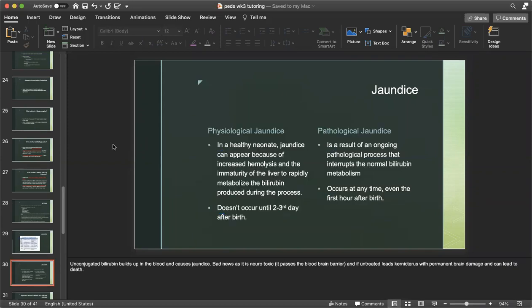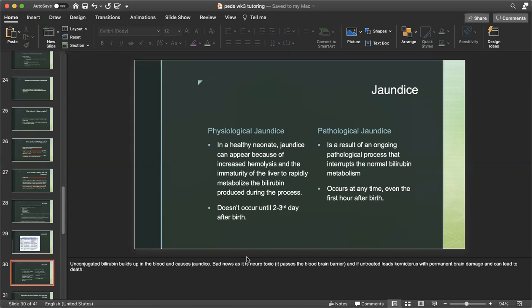On this slide, I went a little more in depth on the differences between pathological and physiological. In physiological jaundice in a healthy neonate, jaundice can appear because of increased hemolysis and the immaturity of the liver to rapidly metabolize the bilirubin produced during the process. Like I said, it doesn't occur until the 2nd or 3rd day after birth. Pathological jaundice is a result of an ongoing pathological process that interrupts the normal bilirubin metabolism, so it can occur at any time, even as soon as the 1st hour after they're born.